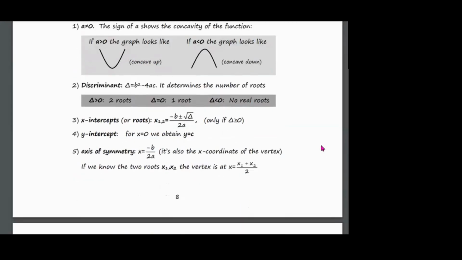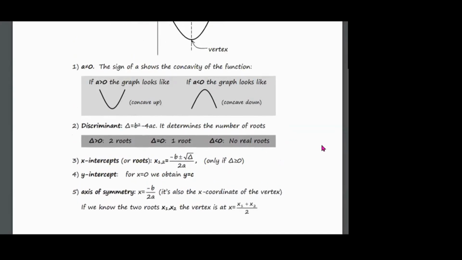Y-intercept, I told you already that we put x equal to 0. And wherever it cuts, I will get the intercept. That is y equal to c, correct? Now comes axis of symmetry.